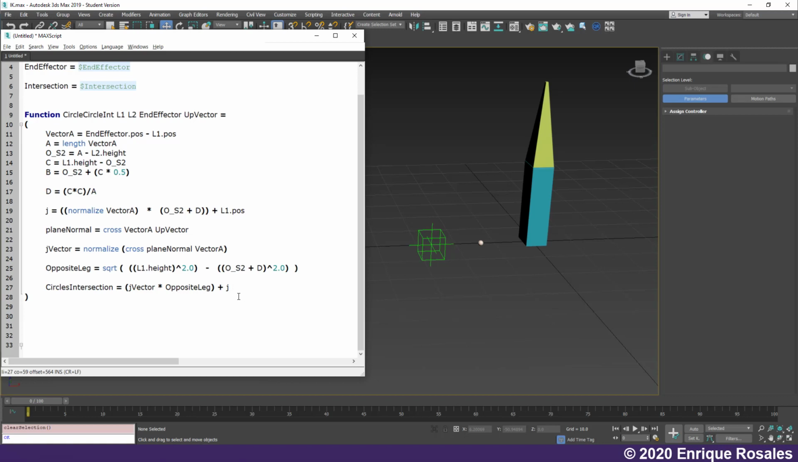Oh, I have a mistake here. Remember the theorem: this needs to be B times C over A, right? So I had a typo there. Okay, so this should be the actual intersection. It means that this position right here was actually incorrect. So this should be the actual intersection.